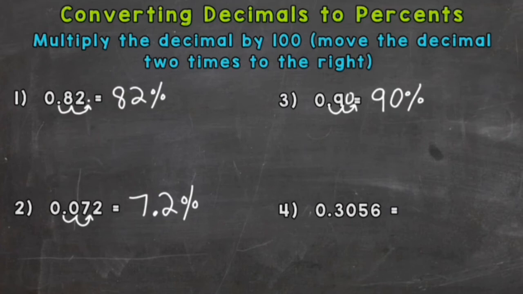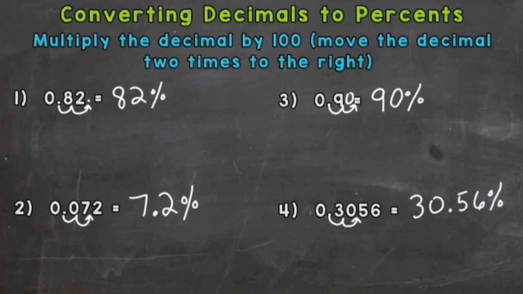Alright, so let's look at the last question here. It's a long one. We have 0.3056. When we move the decimal point, we are going to get 30.56. So that's 30.56%.